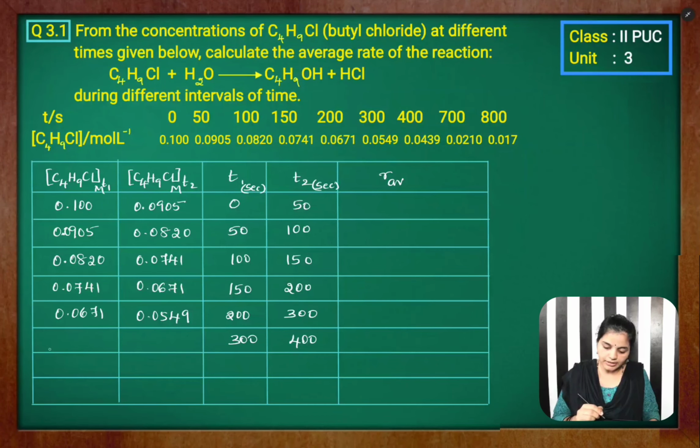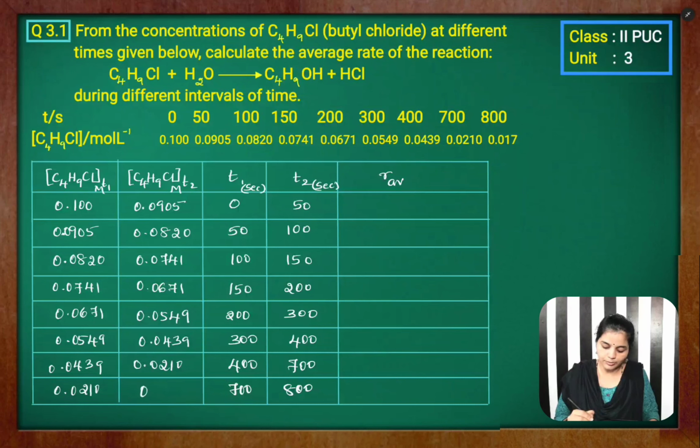Next time interval is 300 seconds and 400 seconds. Corresponding concentrations are 0.0549 and 0.0439. Next, 0.0439 and 0.0210. The corresponding time is 400 seconds to 700 seconds. And the last time interval they have given is 700 to 800 seconds. Corresponding concentrations are 0.0210 and 0.017. So we have tabulated the data.